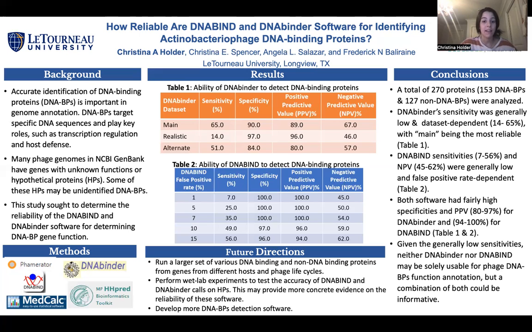So in conclusion, I think that using DNAbinder run on the main data set with a combination of DNAbind on a false positive rate of 1 or 5% could be very helpful for functional annotation of hypothetical proteins.